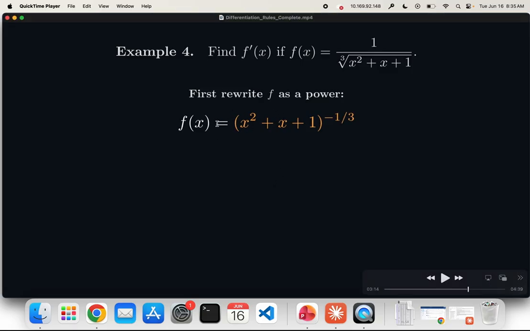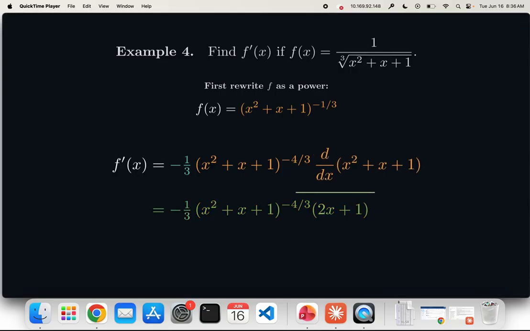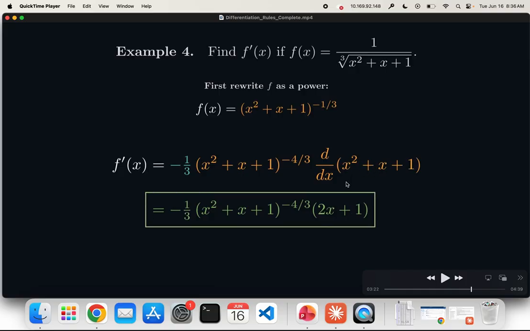So the first step is not calculus, it's just rewriting. Notice this is the same function f of x. I'm rewriting this original function as something to the negative 1/3 power. Now I can apply the power rule and chain rule. Bring down the negative 1/3. Keep the inside function the same. Minus 1: negative 1/3 minus 1. You have to be careful with the fraction here. Negative 1/3 minus 1 is negative 4/3. And then differentiate the inside function, which is just 2x plus 1. And so this is the final answer.